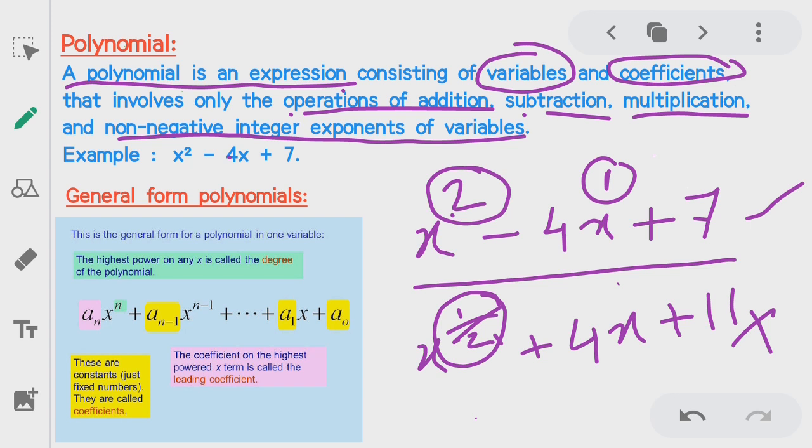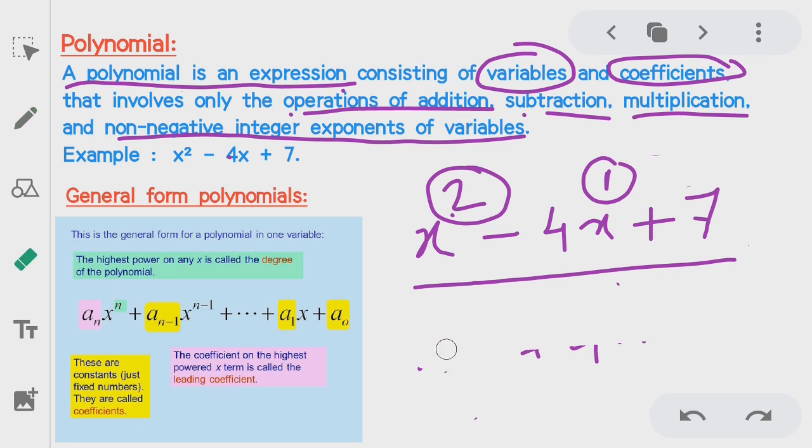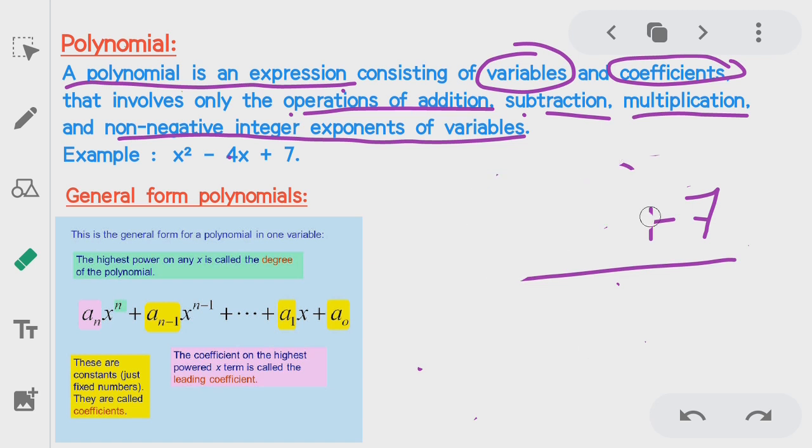Let us recapitulate what we have learned about a polynomial from the beginning. Now let us see what a polynomial is. Again, once go through the definition. A polynomial is an expression consisting of variables. I am taking an example.